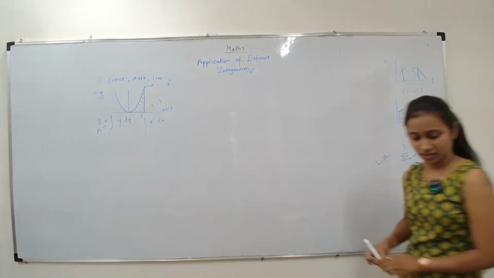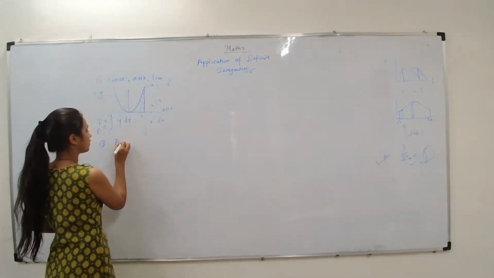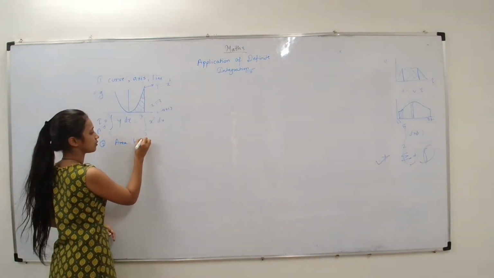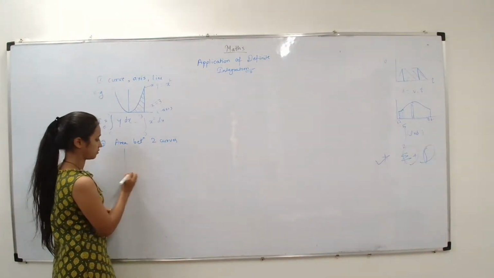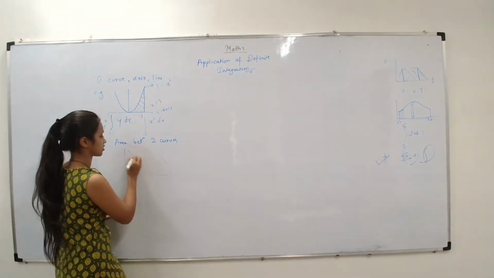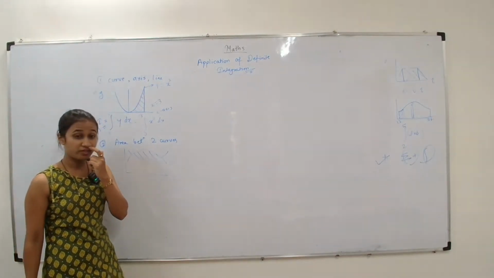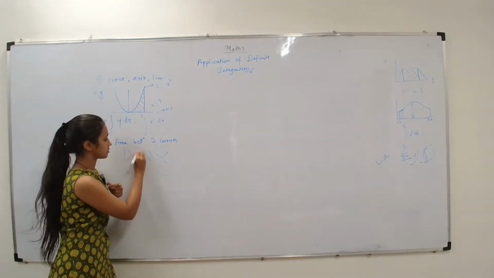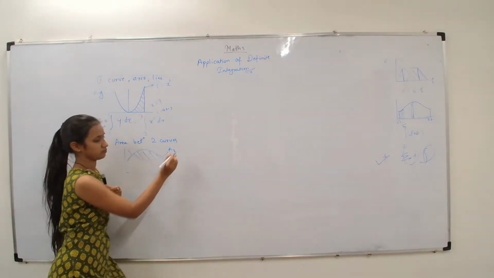And the second topic is area between two curves. So how will you find out? This is my first curve, this is my second curve. You have to find out area between these two curves. How will you find out it? Let's say this is line of A1, let's say, and this is A2.